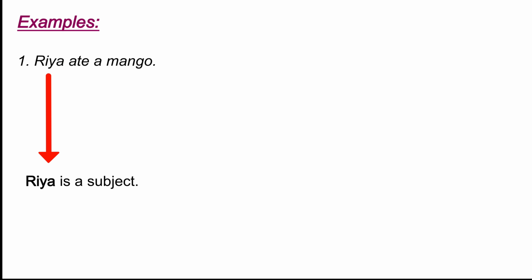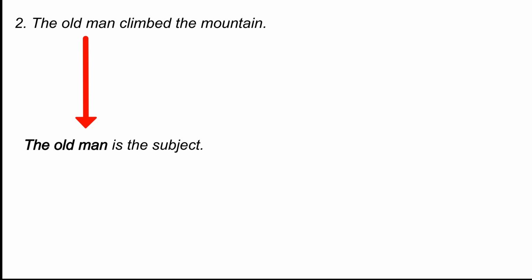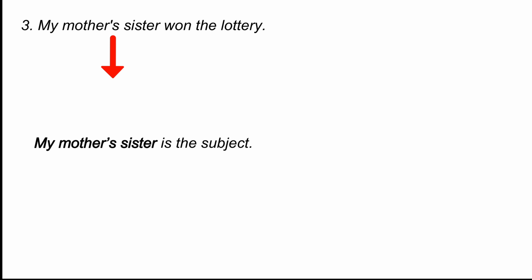Examples: Ria ate a mango. यहाँ रिया के बारे में बात हो रही है. So, Ria is a subject. The old man climbed the mountain. The old man is the subject. My mother's sister won the lottery. My mother's sister is the subject.